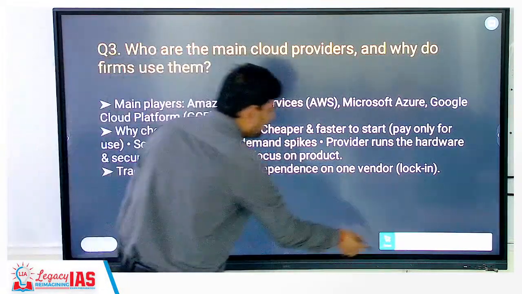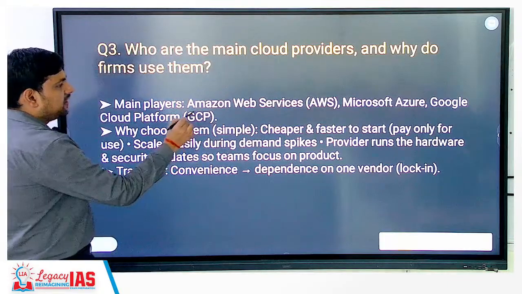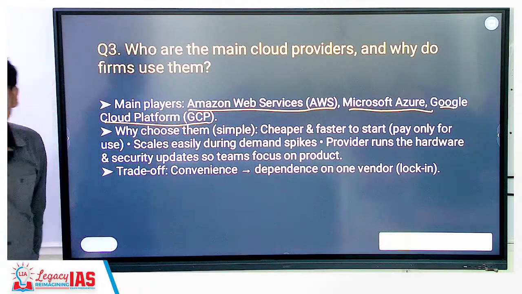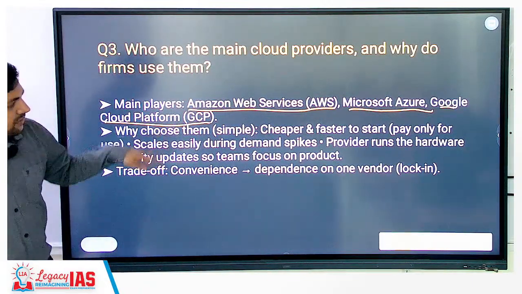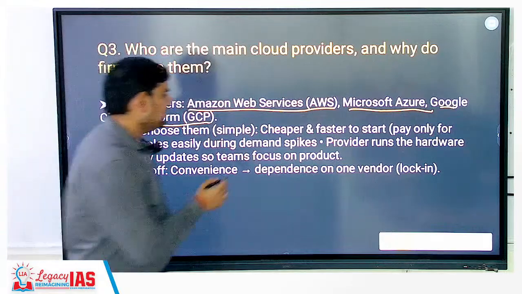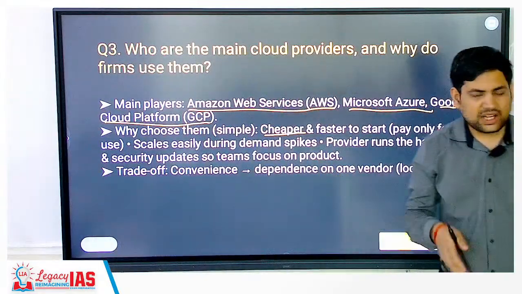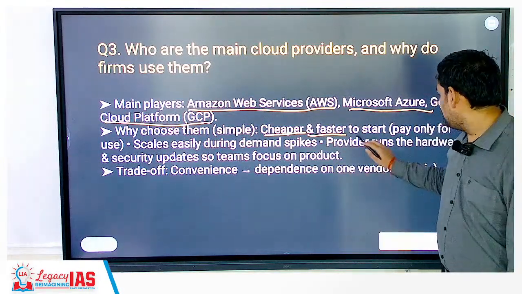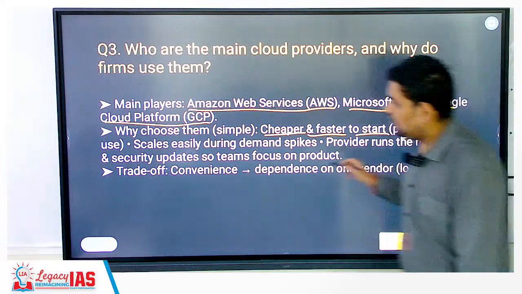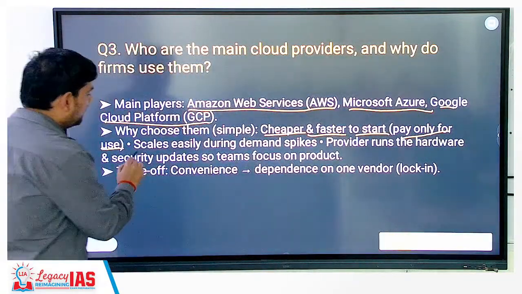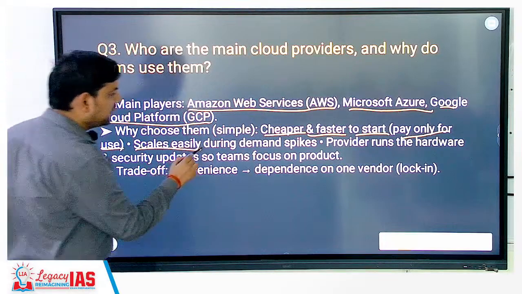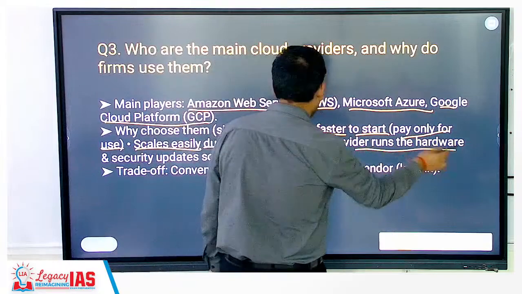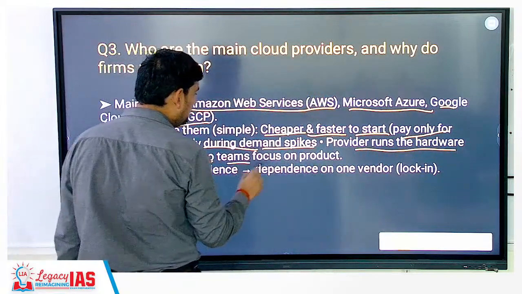Now, who are the main cloud providers? So main players are Amazon Web Services, Microsoft Azure and Google Cloud Platform or GCP. Now why choose them? As I explained to you, it is much cheaper than having your own IT team. It is much faster. This is based on cloud computing, much faster also. To start, pay only for whatever you are using. Then scalability is very easy. For example, during demand spikes, as I explained to you, April or June. Then the provider runs the hardware and security updates, so teams focus on product.